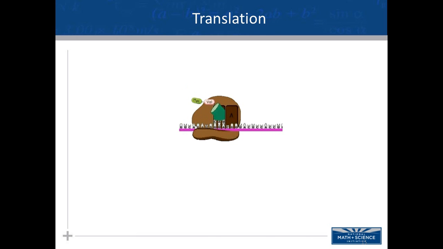The tRNA in the P site exits from the ribosome. The ribosome then translocates, or moves, the tRNA in the A site, carrying the growing polypeptide to the P site. Meanwhile, a new tRNA brings its amino acid to the A site, and the process is repeated.